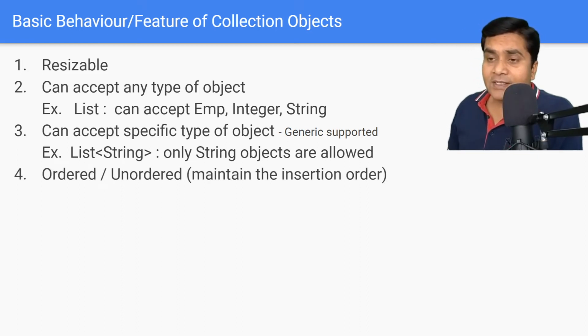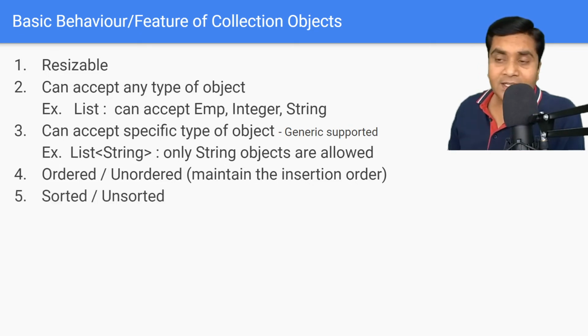And the next point is ordered and unordered. Ordering means the insertion sequence will be maintained while retrieval. So that is called ordered, which is nothing but sequential or indexed. So the collection can be ordered, it can be unordered. The collection can be sorted, the collection can be unsorted.